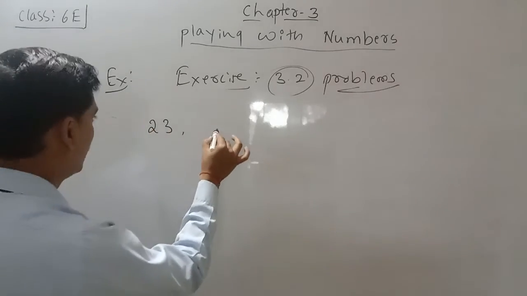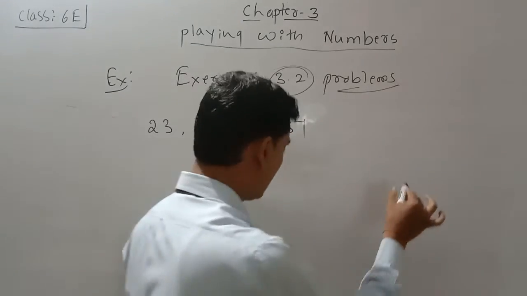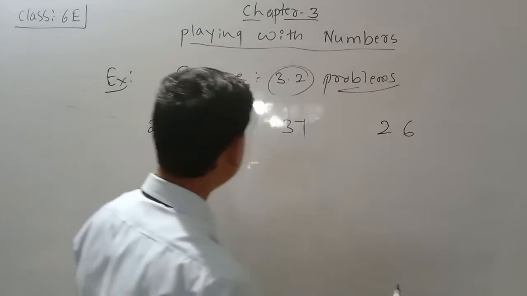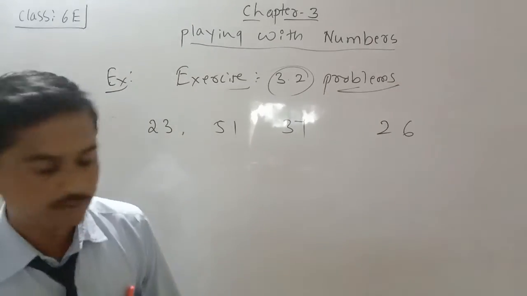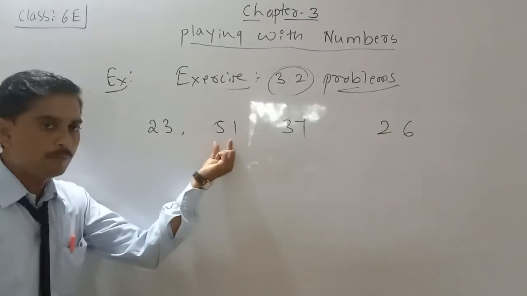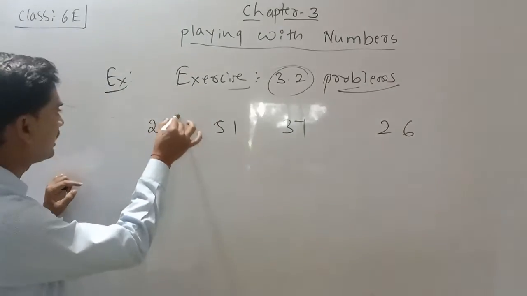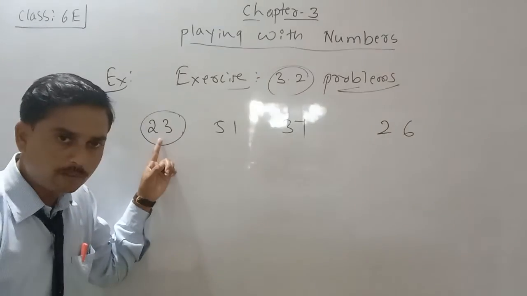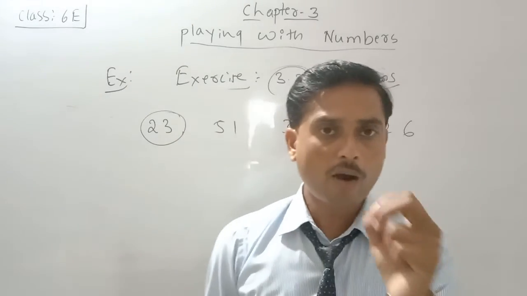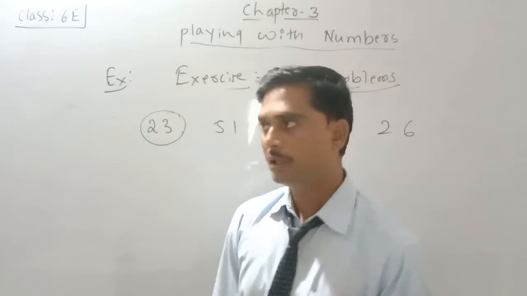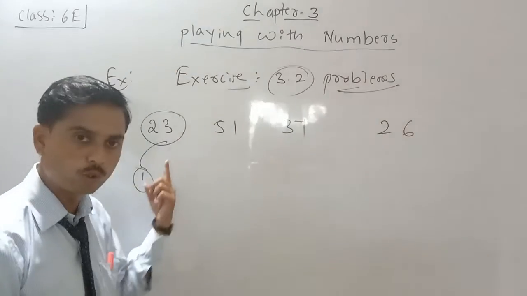23, 51, 37 and 26. Are these prime numbers or composite numbers, you should think. The given numbers are prime numbers or composite numbers, you should think it. Okay. Sir, is 23 a composite number or a prime number? Okay, you should think which tables 23 has. Sir, 23 has the ones table, sir. Yes, the ones table has 23.